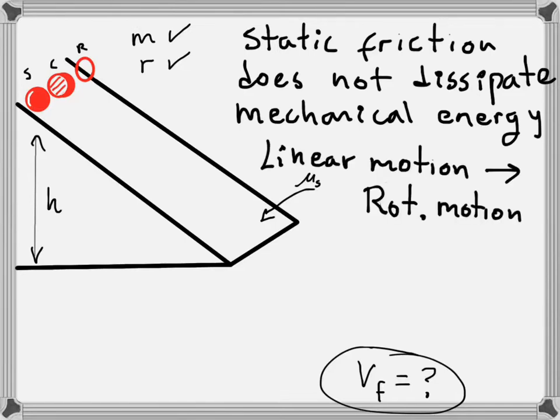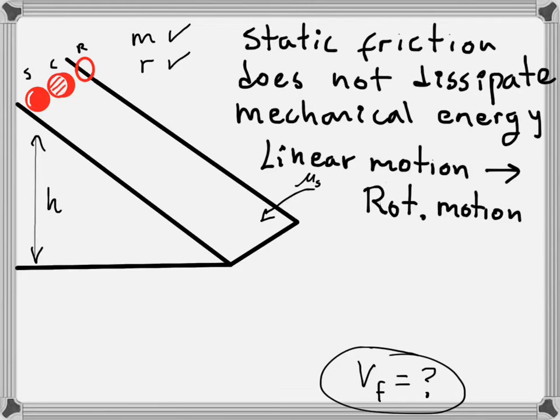Therefore, the role of static friction in a problem like this is to make sure that the linear motion is matched by rotational motion. Remember that for rolling motion, the bottom of the object is in contact with the surface and it doesn't slide on the surface. As the objects roll down the incline, the velocity of the center of the objects is going to be increasing. If the rotational velocity doesn't increase at the same rate, then the object is going to start sliding.